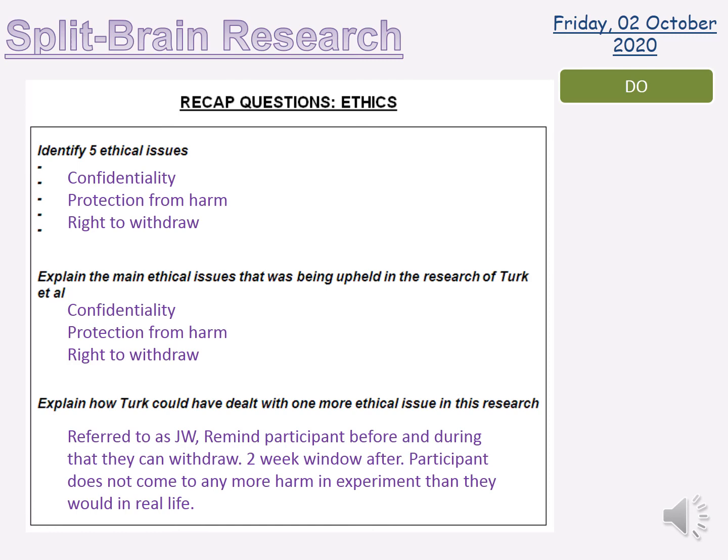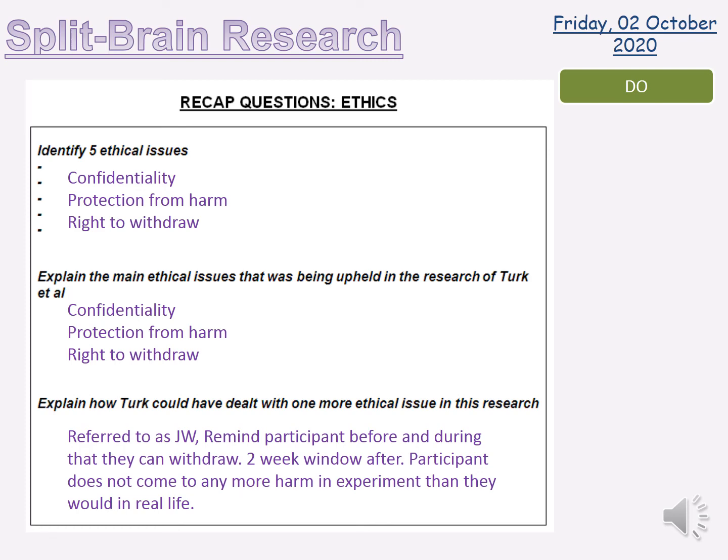Okay. It should say 3 ethical issues. Please accept my apologies. There may be 5. Well done if you've spotted 5. Okay. Confidentiality is 1. Protection from harm is another. And the participant's right to withdraw is another. Okay. So explaining the main ethical issues. Confidentiality is important. So here the participant has been referred to as JW rather than by name. Protection from harm needs to be considered with this. His image, JW's image, is available. Okay, could this lead to the participant's harm later on? And also the right to withdraw.